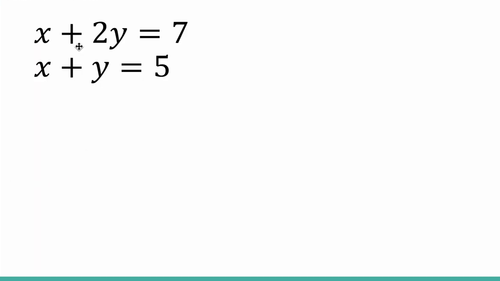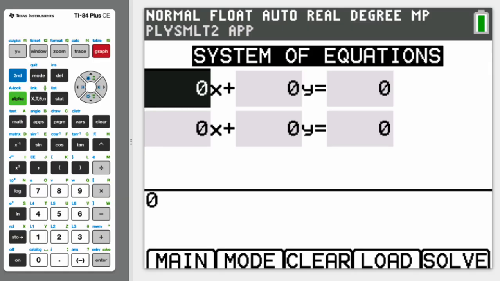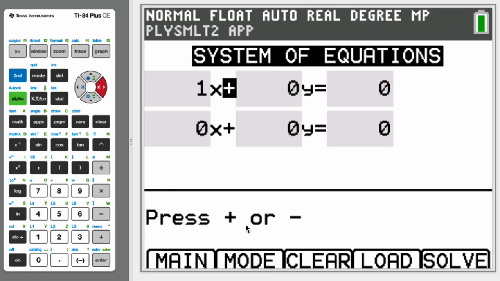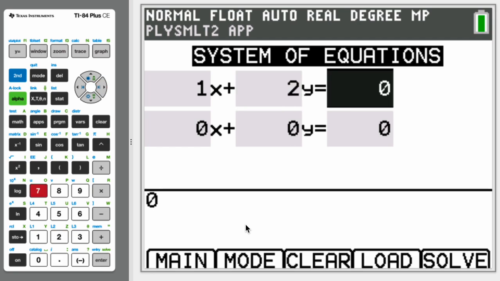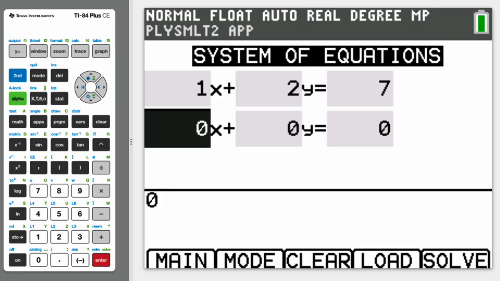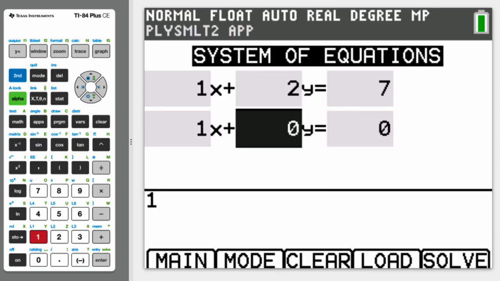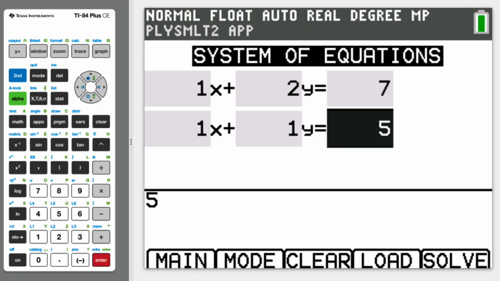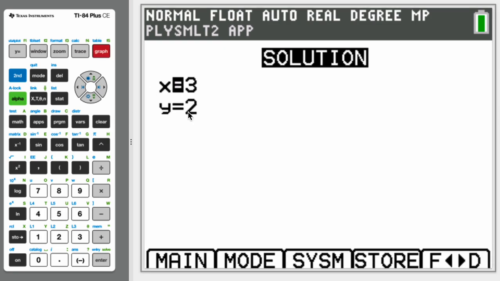This method is particularly good if your equation is laid out as x, y, and then a number, as I have here. So I can now type this into my calculator. I have x plus 2y equals 7, so that's 1x, 2y is equal to 7. My second equation is x plus y equals 5, so 1x, 1y is equal to 5. And now I'm going to solve it. And you can see we've got 2 solutions: x is 3, y is 2.